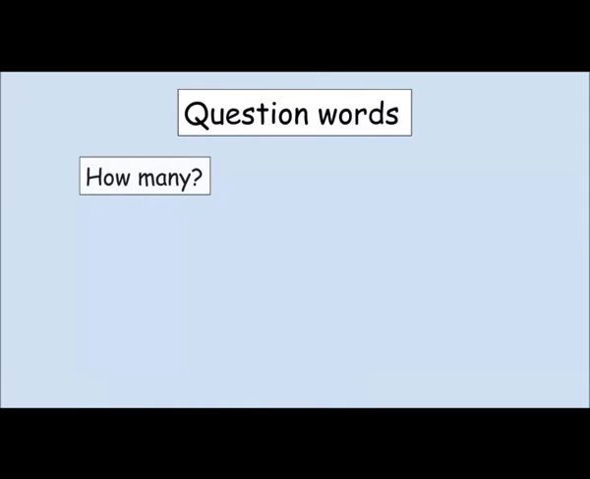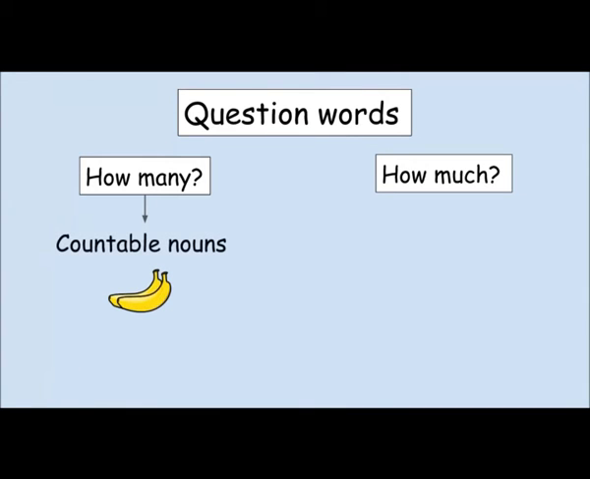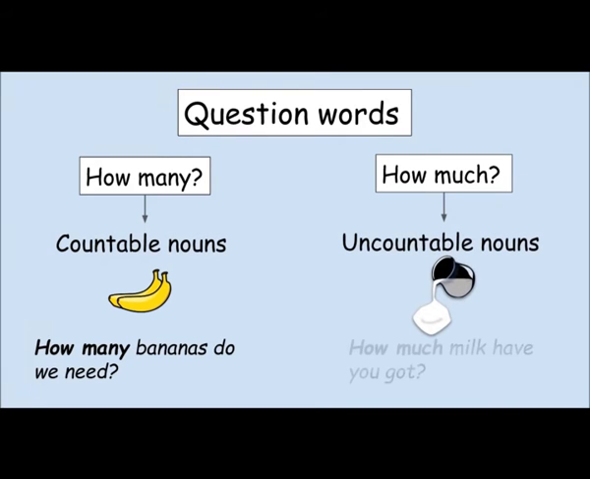When we want to ask questions about different quantities, we use 2 question words, how many and how much. We use how many with countable nouns. For example, how many bananas do we need? Bananas are countable nouns. We use how much with uncountable nouns. For example, how much milk have you got? Milk is an uncountable noun. We can't exactly count the milk. That's why we use how much with the uncountable noun milk.